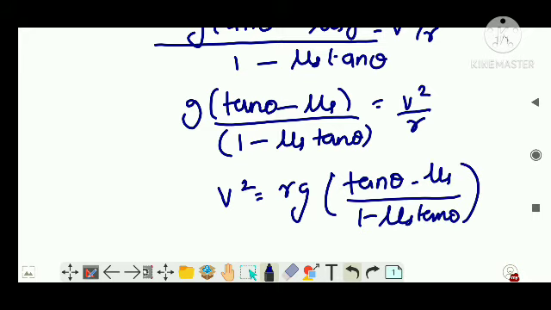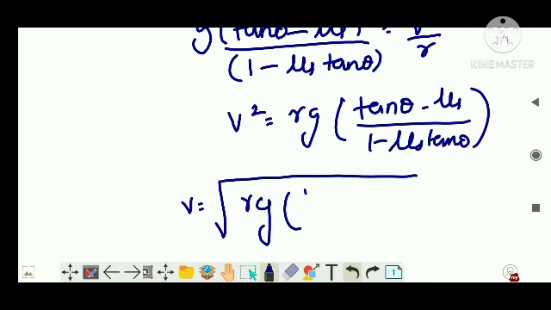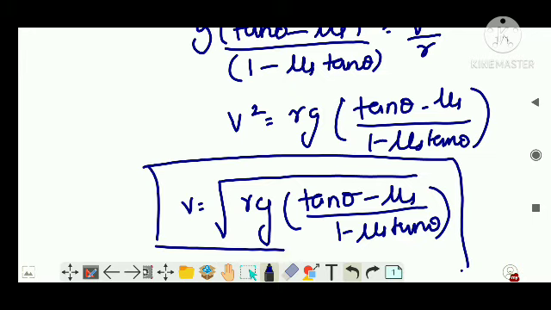This is equal to, I can write v is equal to root of Rg (tan theta minus mu s) by (1 minus mu s tan theta). Now this is the expression for maximum velocity which is allowed on a banked road. The derivation you have to mug up as it is, and the final equation has to be mugged up.